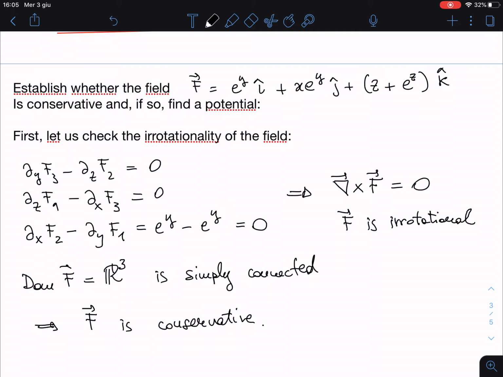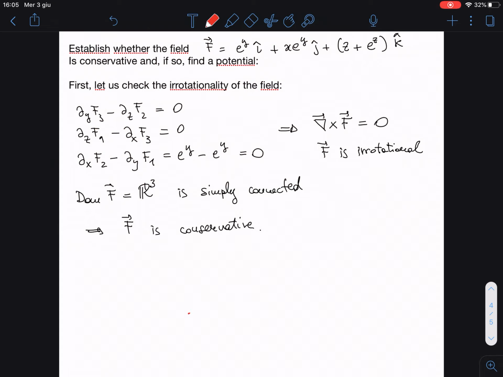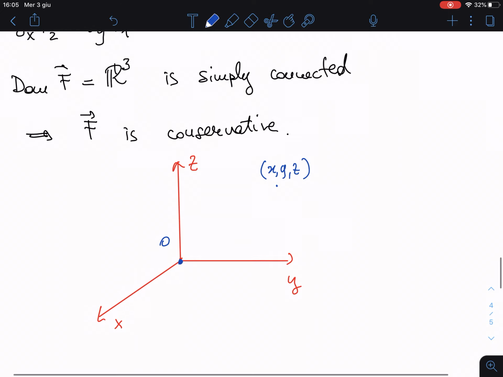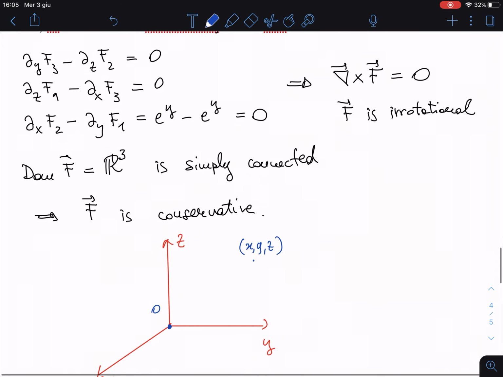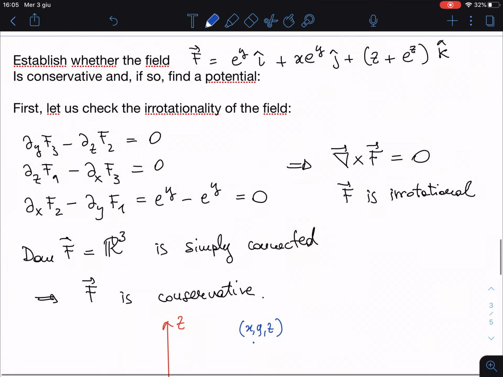Since F is conservative, we can find a potential. Again, we use the same computation we used before. So we have the three axes x, y, z. We want to compute the potential at a point x, y, z. In order to find this potential, we fix a 0 of the potential. As usual, we can fix it at the origin, and then go up to the point through a simple path. Of course, here you can do whatever you want.